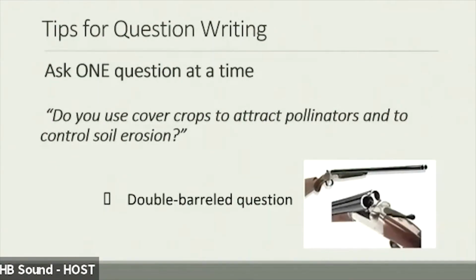One question at a time, people. No double-barreled questions. This is one of the most common mistakes I see in surveys. If you see the word "and" or "or" in your question, red flag: stop, look at it, and make sure you're not asking 2 questions. Do you use cover crops to attract pollinators and to control soil erosion?